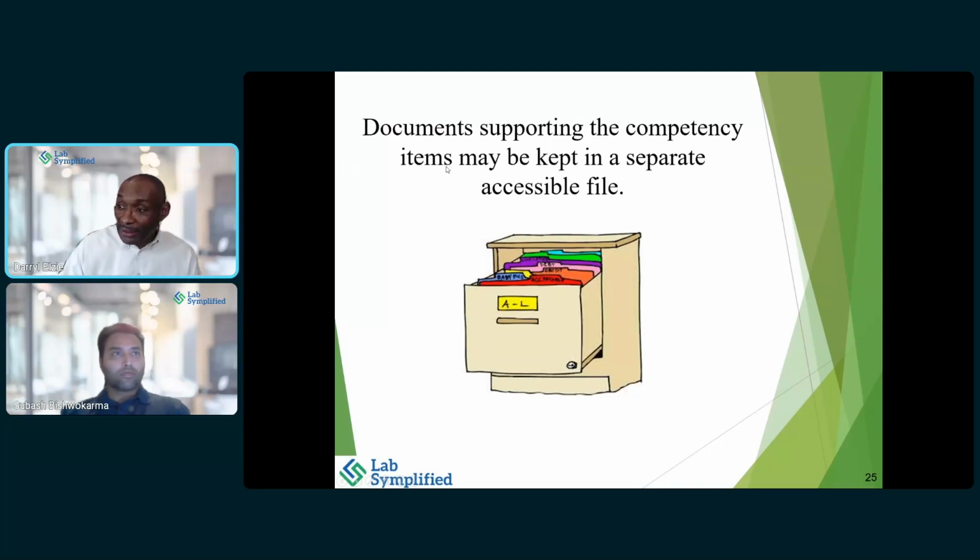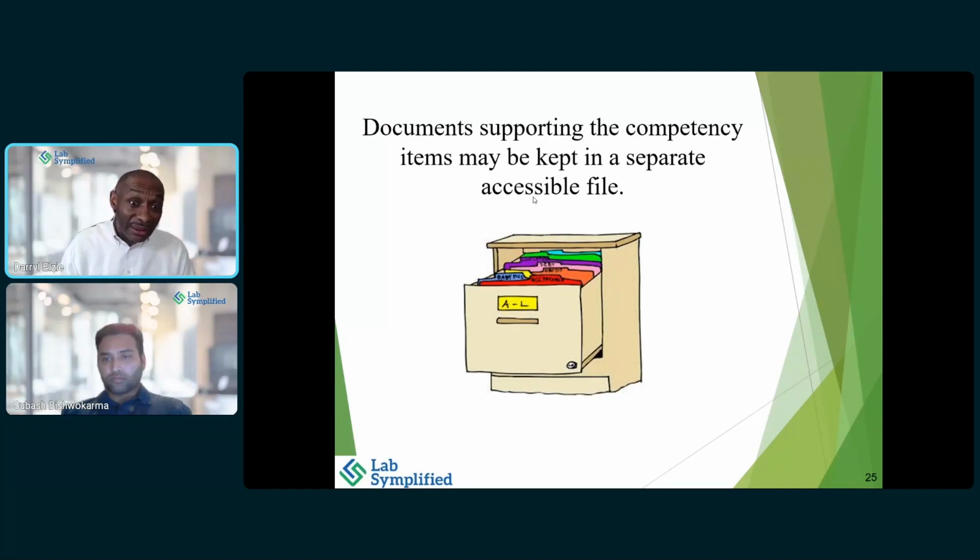Documents supporting competency items may be kept in a separate accessible file. Those of us who are still manual, still doing the paper thing, as an inspector, when I come, if you're using that form or some other similar form, those are the ones I mentioned earlier I'm going to look at, making sure you dot all the i's. I really don't need that big packet of employee documents, competency throughout the year. What I will look at, because I have to look at forms, the education, the resume, those types of things.